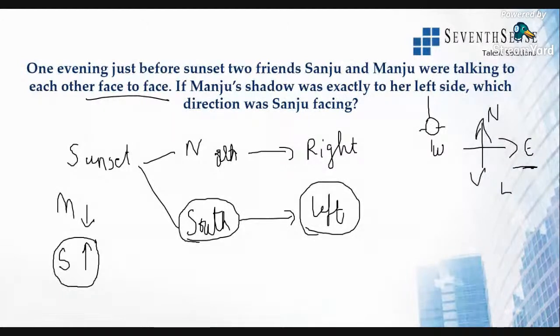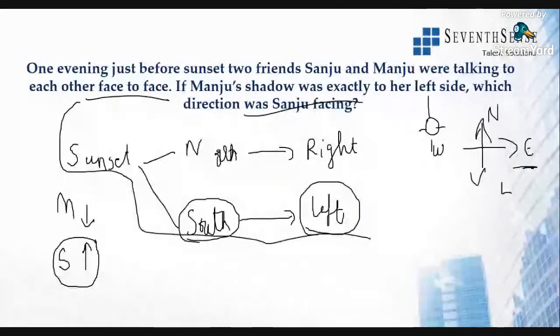Clear? All right. So this is a simple question. In which direction was Sanju facing? That is a question that they have asked. So if you apply the table of sunrise and sunset, you can clearly understand what question it is. Clear? Hope everyone understood this.